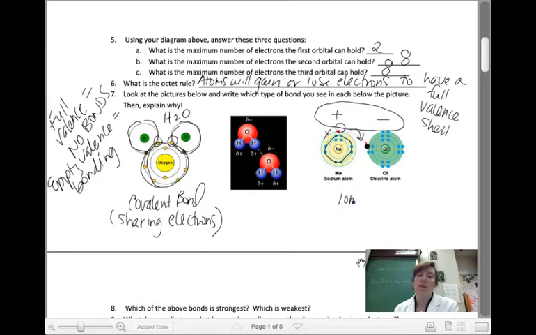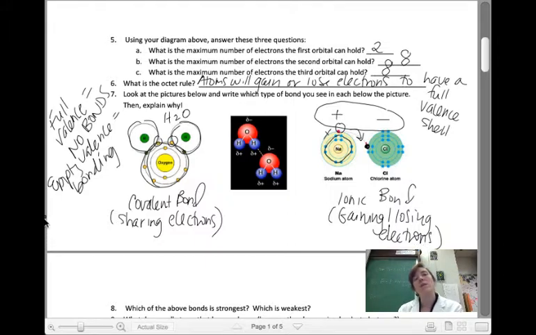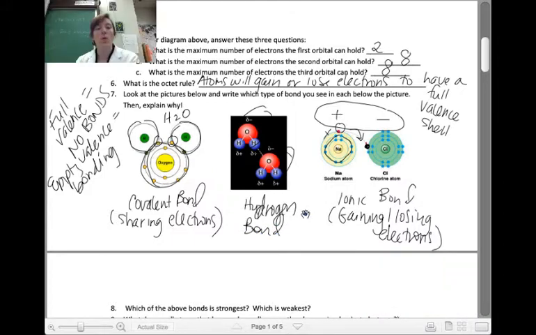This is an ionic bond, and we have gaining/losing electrons. And then lastly, we have 2 water molecules here being attracted to one another. And this is an example of a hydrogen bond. And so which one of these is the strongest for number 8?